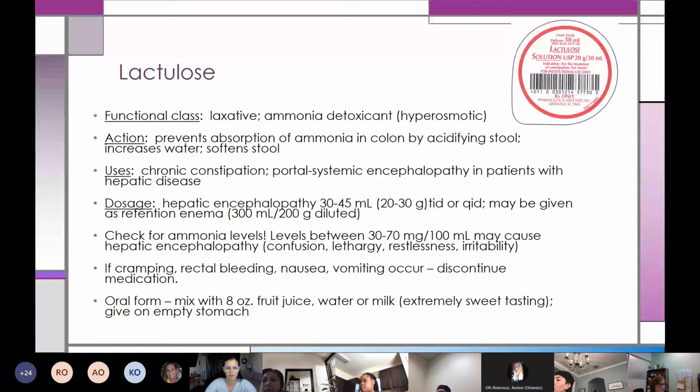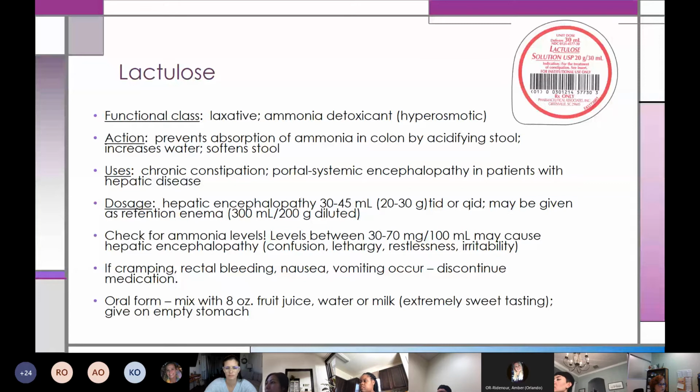We need to give it between meals with juice, and again, it does cause some upset GI symptoms, which I mentioned earlier. Black and red tarry stools. So just be sure if a patient is having those issues and they're taking iron supplements, just remember what's going on with that drug.